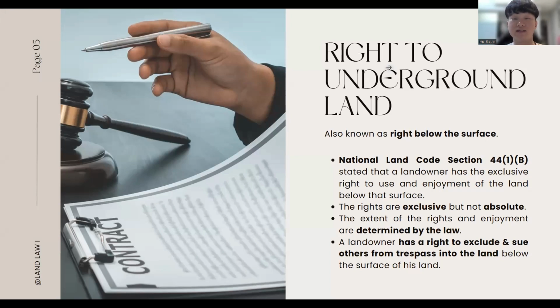Rights to underground land, also known as rights below the surface. The provision under this element is National Land Code, Section 44, Clause 1, Paragraph B. It states that the landowner has the right to enjoy the land below the surface and also has the right to sue and exclude the trespasser. To know more, let us move on to the case law.